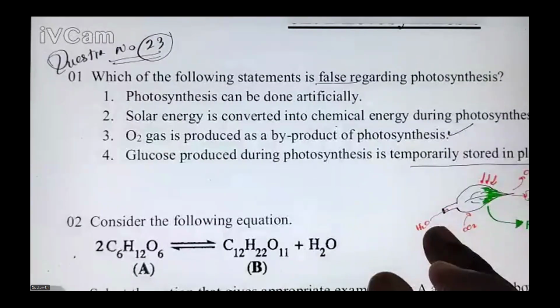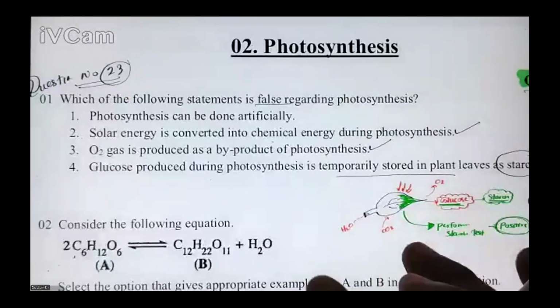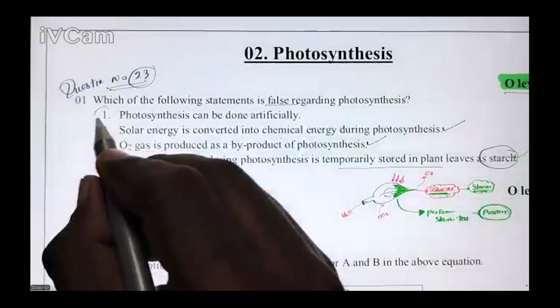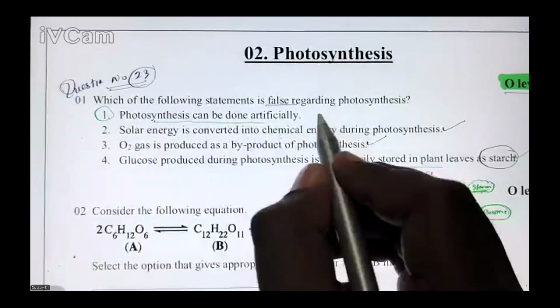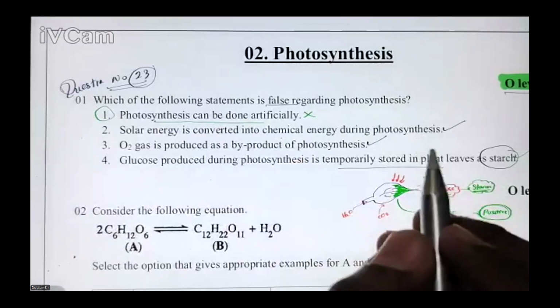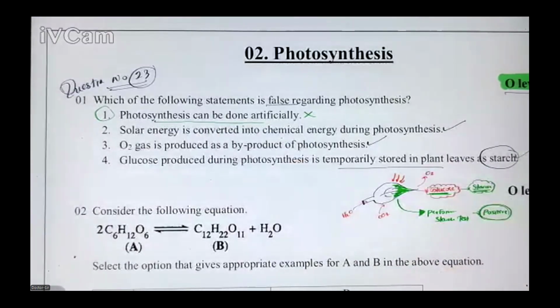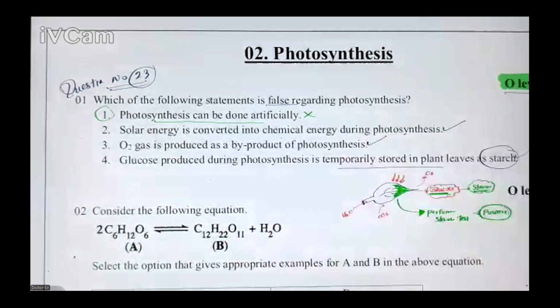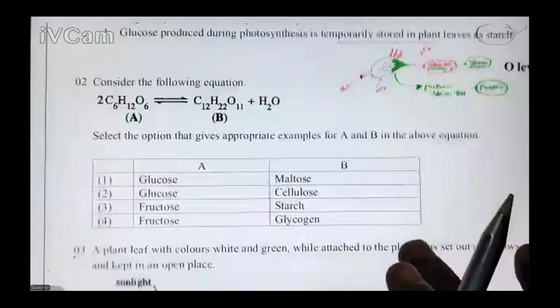Okay, right. Now answers 2, 3, 4 are correct. They ask about the false one. The false answer is that photosynthesis can be done artificially, which is not yet done. Why? Because if we could produce it artificially, then why would we need the plant? Why are we still depending on plants? So photosynthesis cannot be done artificially, right? Now we got the answer.